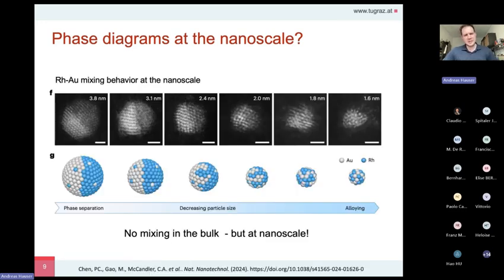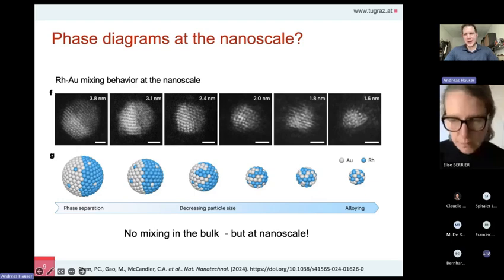To show you that this is still a very topical problem, there was just recently an article in Nature Nanotechnology where rhenium gold was studied, a combination that has strong demixing in the bulk. It has no miscibility, but if you go to the nanoscale, you have a continuous transition from a phase-separated situation into an alloyed situation. So here, this is what people tend to call Janus particles.